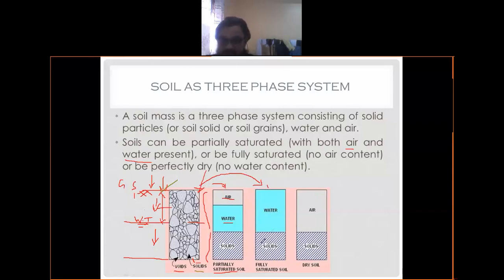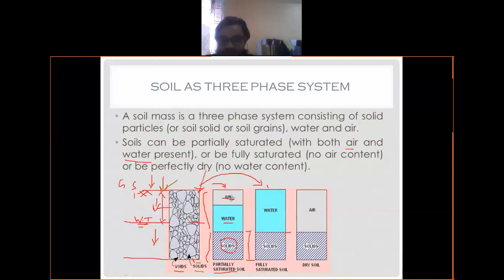The soil solid part will remain the same because we cannot remove soil solid. In the diagram also you can see the height of the soil solid is constant here, and even here also. So the soil solid will remain constant, as we're talking about a particular cross section of a soil mass.